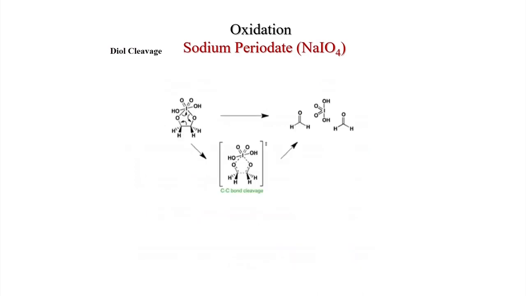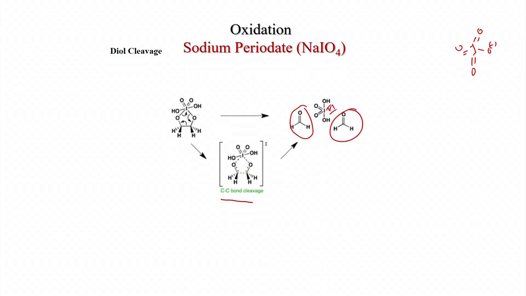Diol cleavage, sodium periodate, main application is in the diol cleavage. So diol binds to this periodate ion and like this intermediate is formed, as you can see this intermediate. So earlier this was the periodate, and now the diol interacts with this and generates this species. And after C-C bond cleavage like this way, you generate two molecules of the aldehyde, and iodine 7 becomes iodine 5, 2OH. So this is H2IO4. So H2IO4 is generated on oxidation.